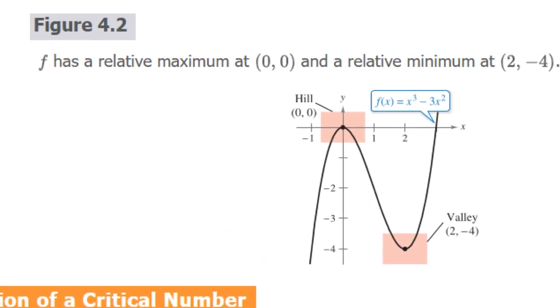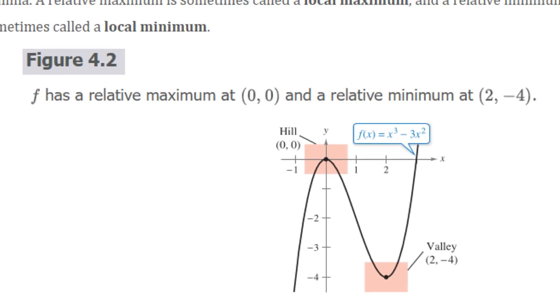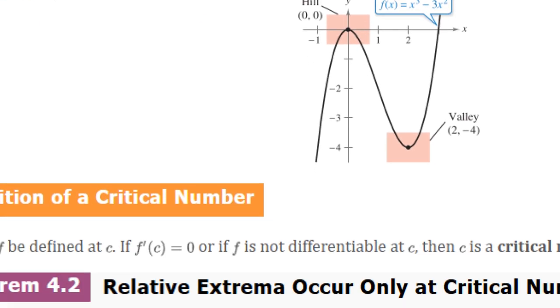Let's look at figure 4.2. This function has a relative maximum at the origin. You can spot the hilltop, and a relative minimum at the point 2, -4. So relative maximum occurs at the little hilltops. Relative minimum, or minima if there's more than one, occur at valley floors. The value of x at a hilltop or valley floor is called a critical number. Let's look at that definition.